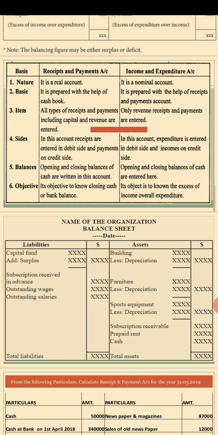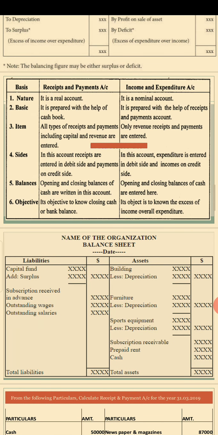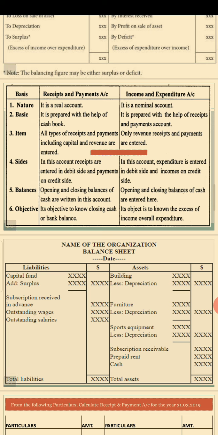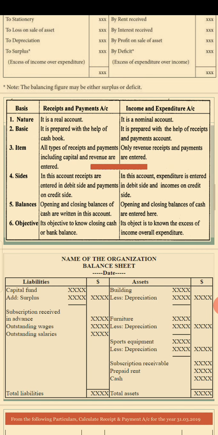As you know, the formula of real accounts is what comes in and what goes out. I mean, all cash coming in is on the debit side, and all cash going out comes under the credit side. This is the first point under receipt and payment account. And on the income and expenditure side, the first point is it is a nominal account. As you know, all expenditure and expenses come under the debit side, and all income and gains come under the credit side. That's why you call it a nominal account.